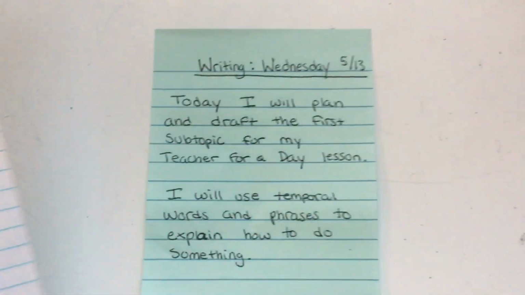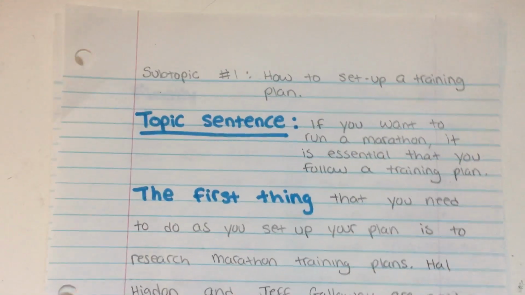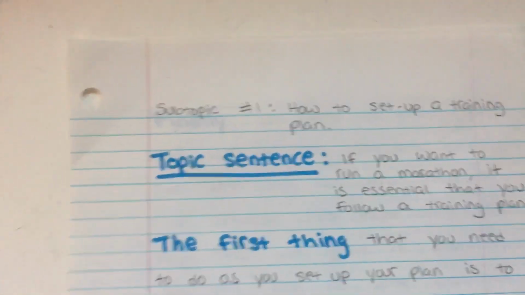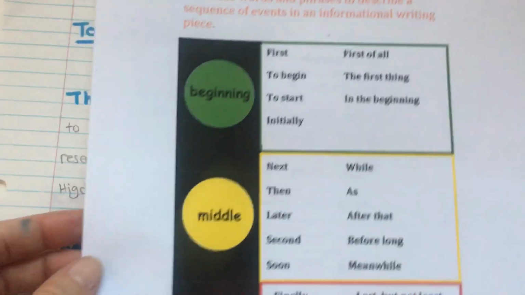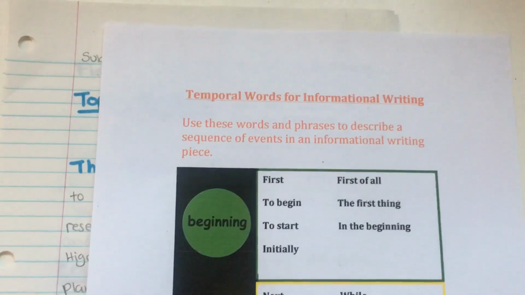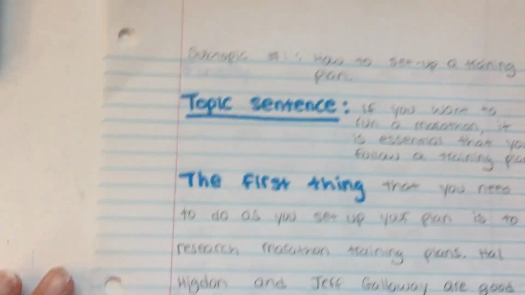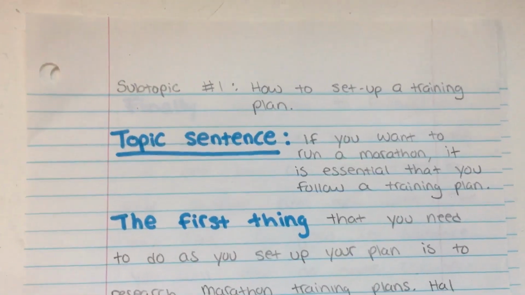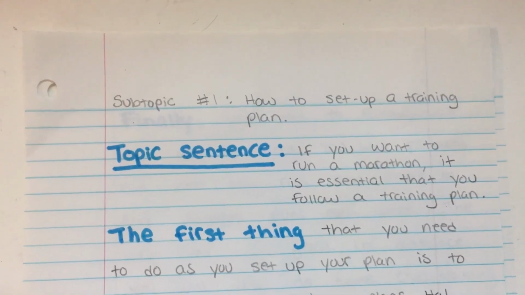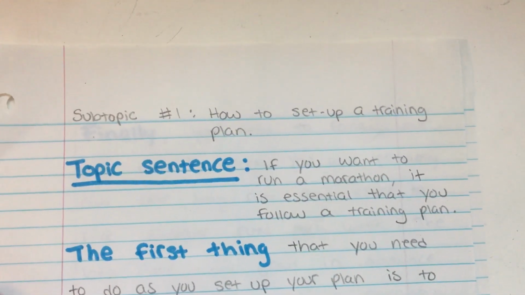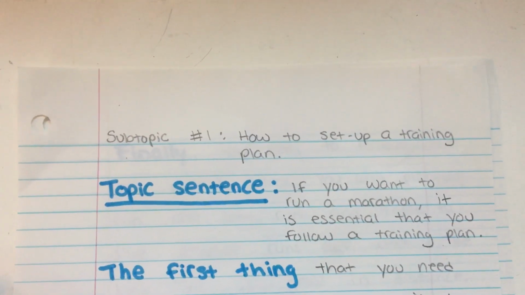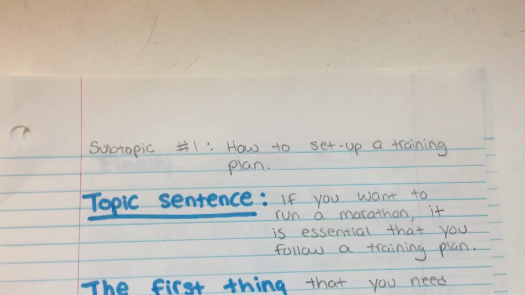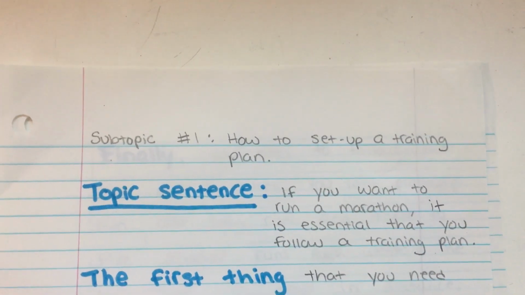So after I've talked through my first subtopic with a friend, I'm ready to start drafting. So I'm going to take a look at these temporal words for informational writing because those will be really helpful for me as I begin to draft my first subtopic. Remember, every informational paragraph or informational topic starts with a topic sentence. So my topic sentence is, if you want to run a marathon, it is essential that you follow a training plan. Remember that the topic sentence sets up the reader or your audience to know what to expect in this section of your writing or this section of your speech.